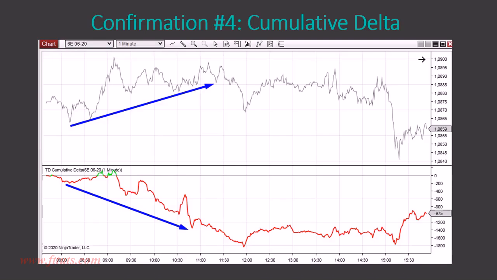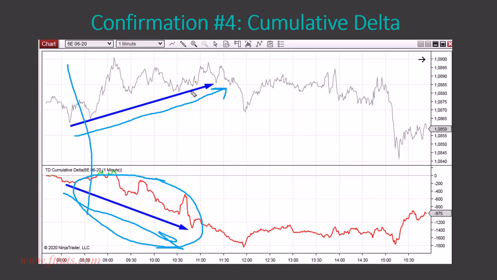Now let's have a look at another example. Price is rising, but delta is falling. So even though the price is going upwards, there are more aggressive sellers entering their positions in this area. So the price is likely to turn to follow the delta, to follow the sellers who are currently selling, right? In here, this is the reaction.